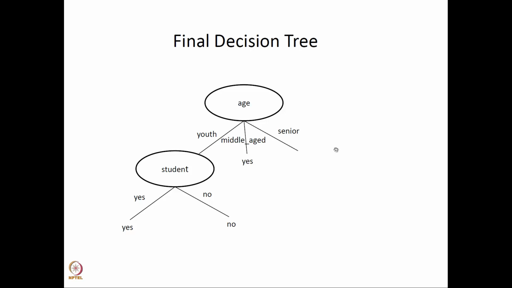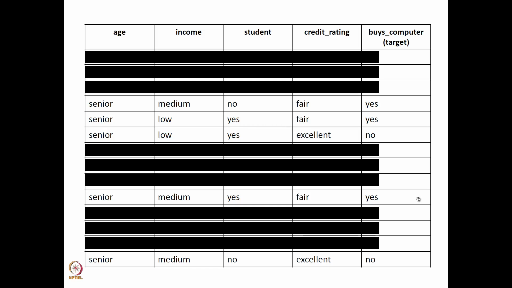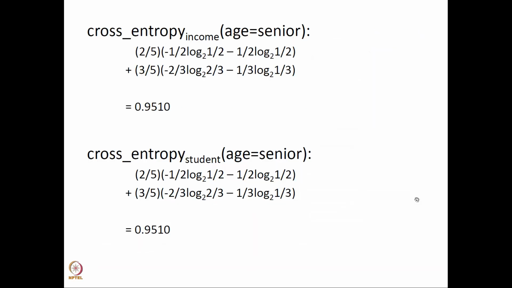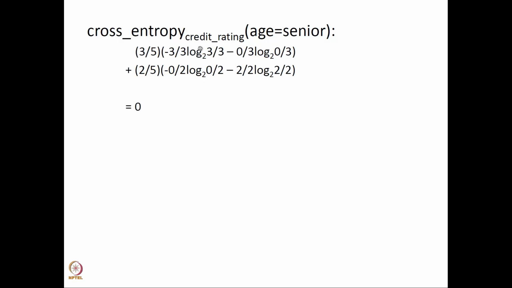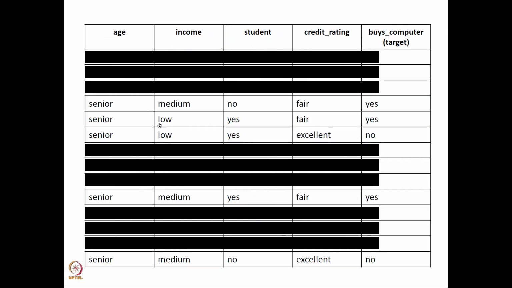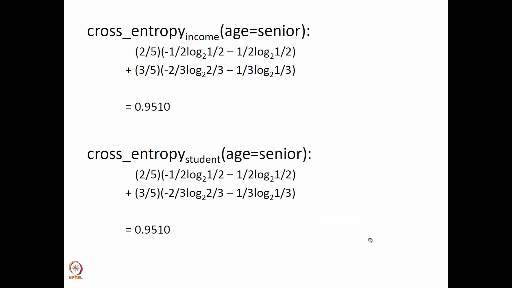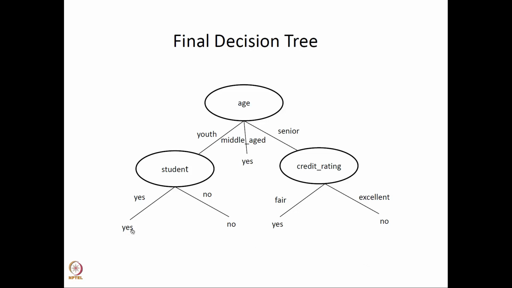So the remaining branch to consider is when age equals senior. Again, we look at the table where we disregard all observations where age is not senior and follow the same calculations. We get cross entropy of income when age equals senior, cross entropy of student when age equals senior, and cross entropy of credit rating when age equals senior. Here again we find a cross entropy value of 0, which is the minimum, and if we go back to the table, wherever credit rating is fair, we have buys computer equals yes, and whenever credit rating is excellent, we have buys computer equal to no. So this allows us to create a decision tree where each of the leaf nodes is a pure node.